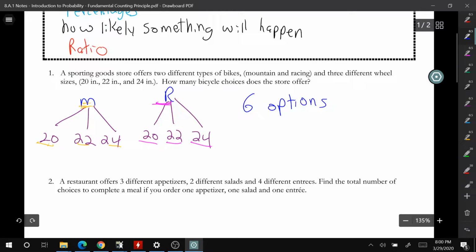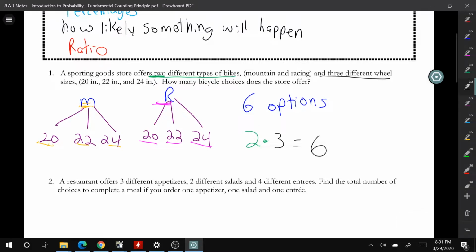Now, a shortcut that you could do to get this answer is to multiply your choices. We have 2 different types of bikes and 3 different wheel sizes, so 2 times 3 gives you 6. And again, if you're unsure, you can always draw it out, but as you will see later on, drawing it all out could take a lot of time.